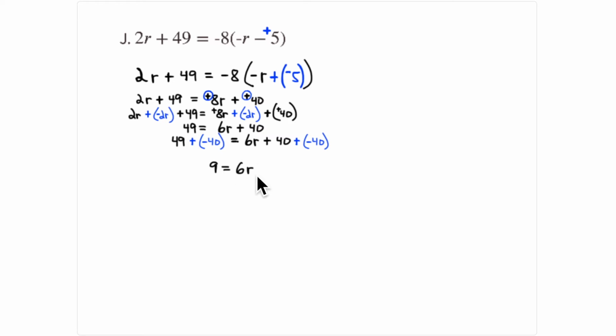If I have 6 r's, then 1/6 of that is 1r. So I'm going to multiply by the multiplicative inverse. It's the same as dividing. 1/6 times 6 is the same as 6 divided by 6. And that might be easier for some of you to look at it that way. Doesn't matter. 1/6 times 9 is 9/6.